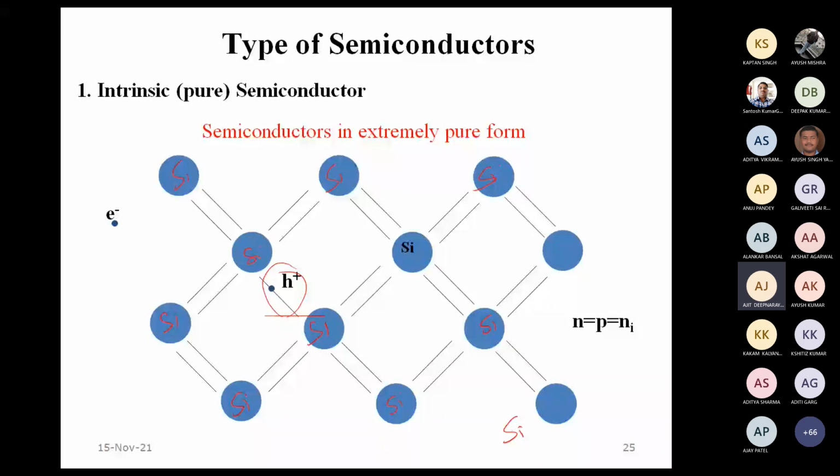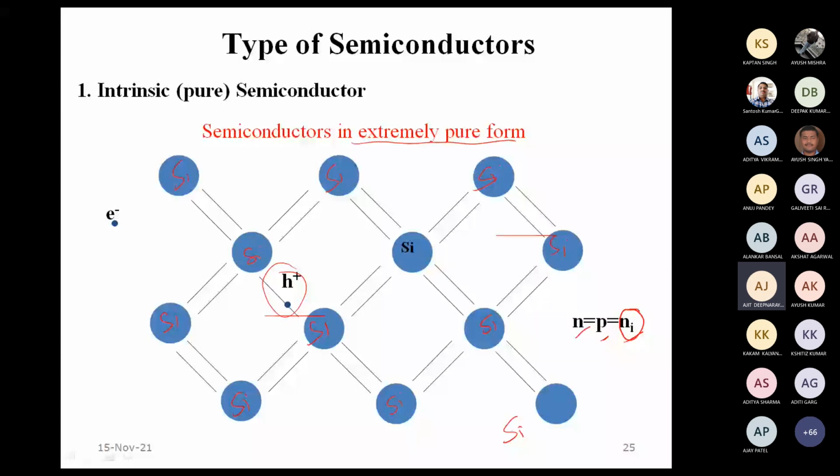So in this process, an electron hole pair has been generated, and as many electrons are generated, that many holes are generated, and the concentration of these electrons and holes is called Ni, the intrinsic carrier concentration. This is what we have in extremely pure forms of semiconductors. In this form, all these crystal atoms are silicon. No impurity is present. This is the pure form.